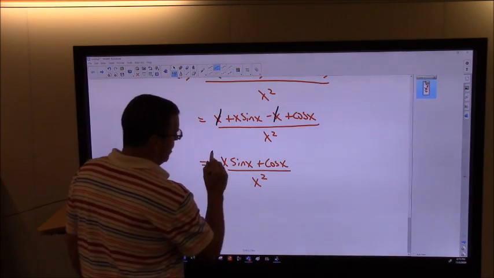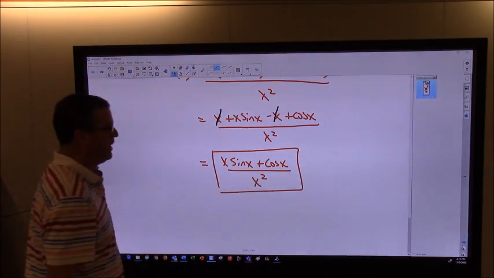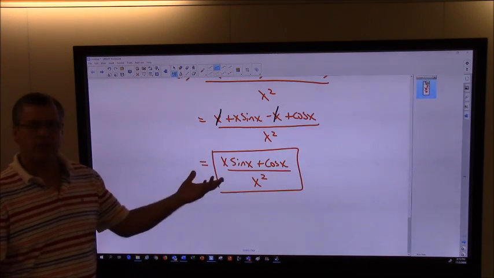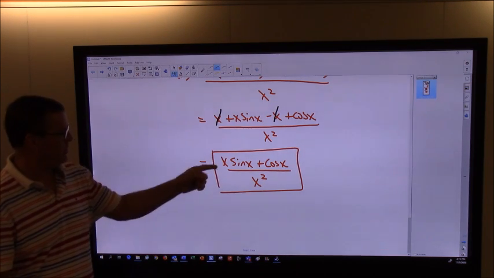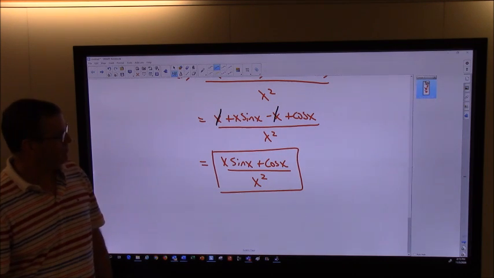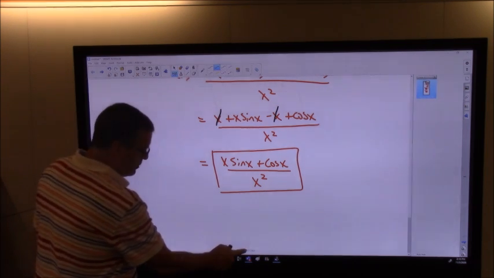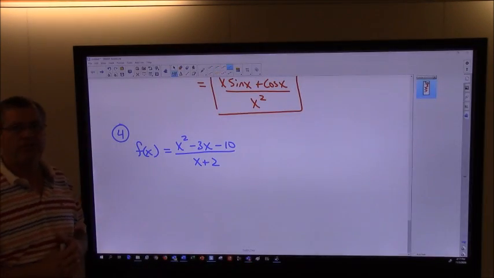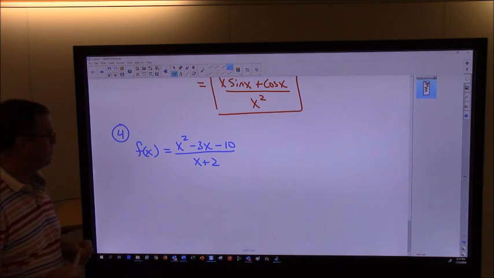So I would just stop right here. That's my answer. If I need to figure out the slope of the tangent line, this is probably going to be the easiest one to plug into. All right, let's do one last problem. Let's see if we can find the derivative of this one.